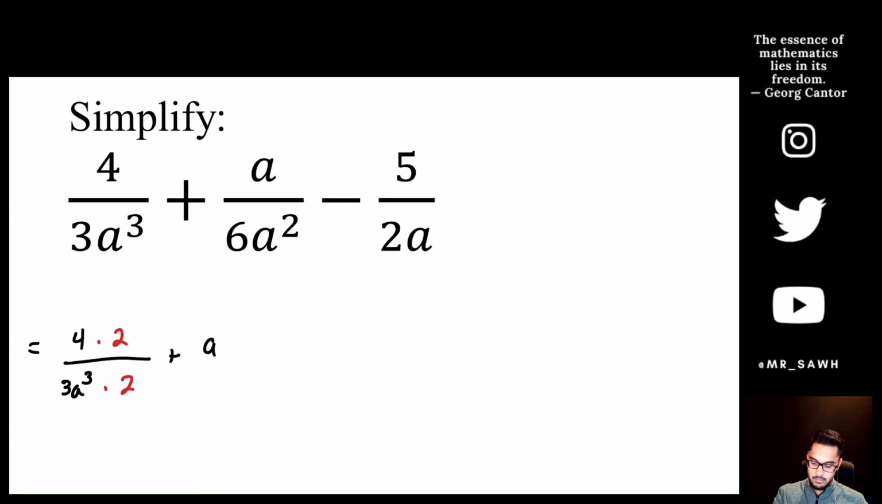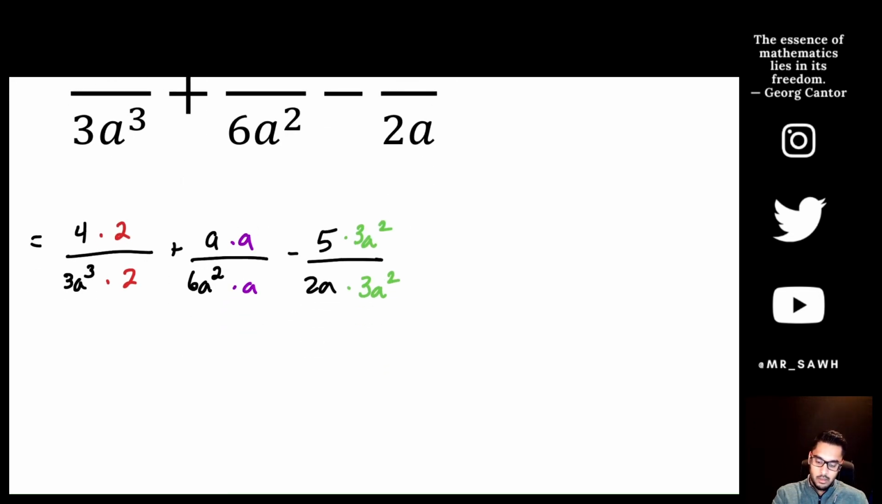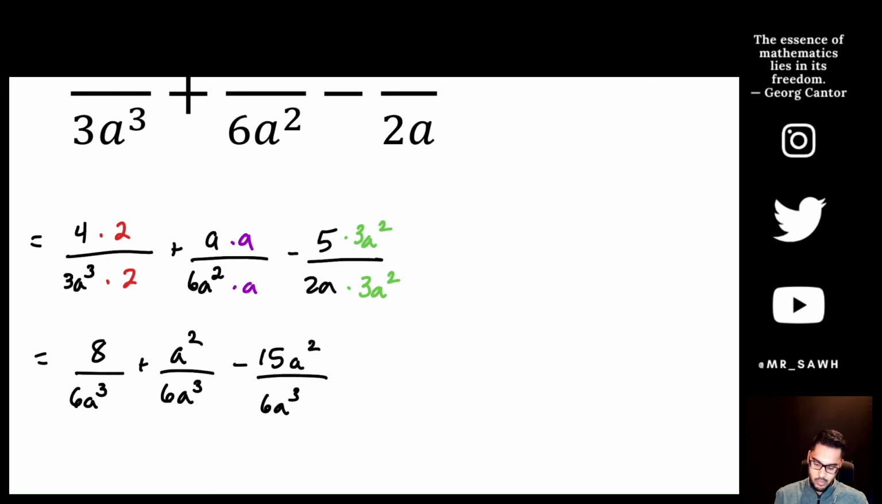In the second one, the only thing missing to get to 6a cubed is a factor of a, so I'll multiply a top and bottom. And then for the third and final fraction, I need to get to 6a cubed, so I need to multiply by 3a squared, top and bottom. As long as I change each individual fraction to get me to the same denominator, I'm still okay. So we can do this one step at a time. So this works out to be 8 over 6a cubed plus a squared over 6a cubed minus 15a squared over 6a cubed once again.